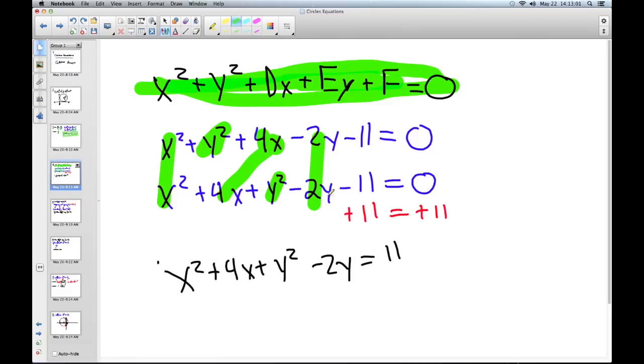Second step is move this 11 to the other side. So we're going to add 11 to both sides. And now we have x² + 4x + y² − 2y = 11. And so let's move on to the next slide.